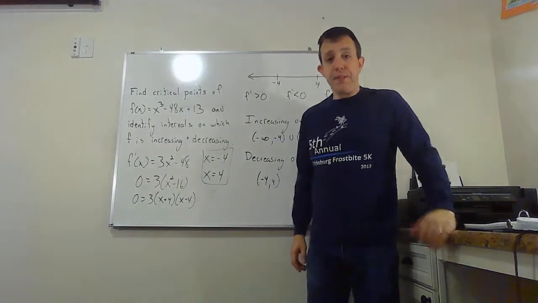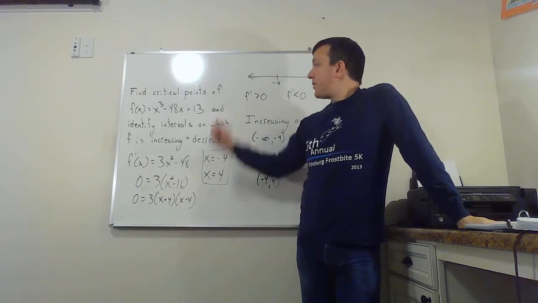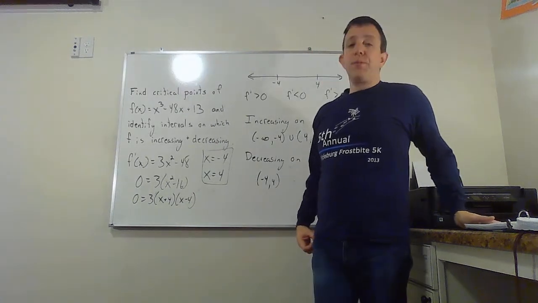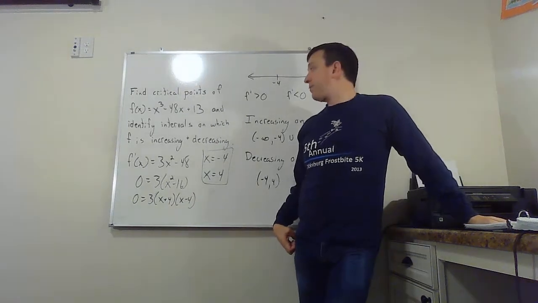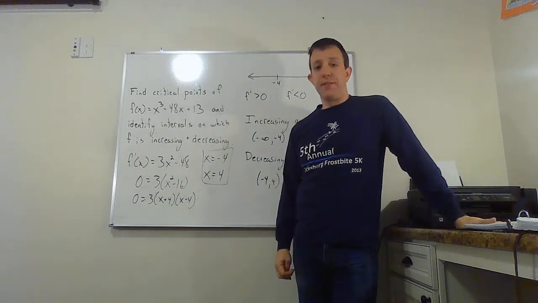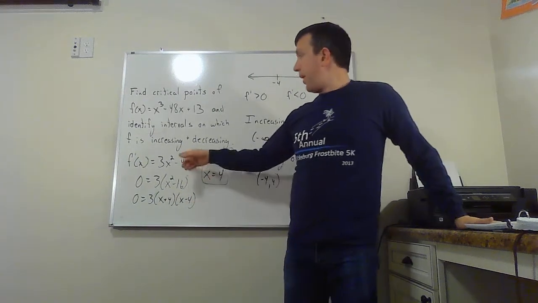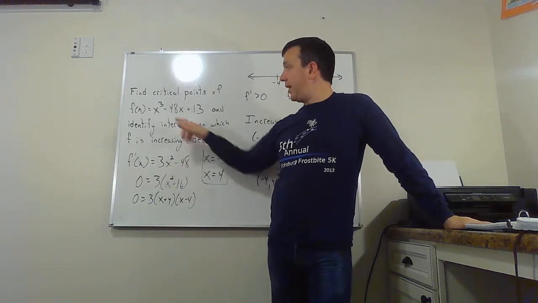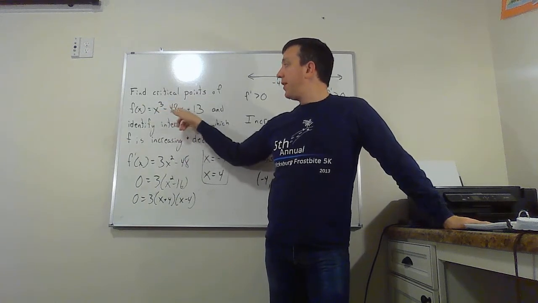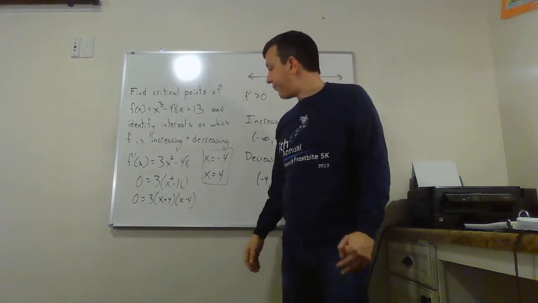All right, so here's our first example. We're going to figure out intervals of increasing and decreasing. So it says find the critical points of f of x equals x cubed minus 48x plus 13 and identify intervals on which f is increasing and decreasing. So you can see here I started by finding the derivative. So f prime of x is 3x squared minus 48. Again, drop the exponent down, and this x is going to disappear, and so is the 13. It's a constant, it goes away.